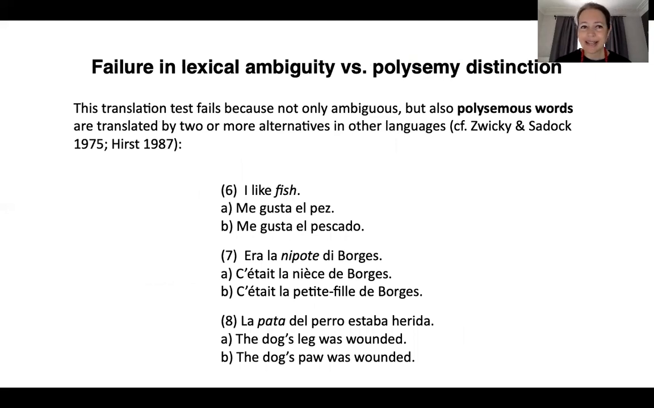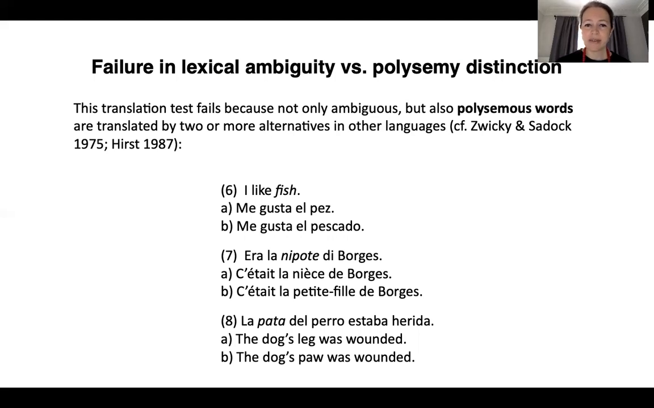But this translation test fails because not only ambiguous, but also polysemous words are translated by two or more alternatives in another language. Take, for instance, the example number 6, I like fish, which could be translated into Spanish, me gusta el pez, or me gusta el pescado, where pez is fish when it is alive, whereas pescado is fish dead. It's of course not an ambiguous word, but it's polysemous. It can be translated into another language where these subtle differences in meaning can be found.